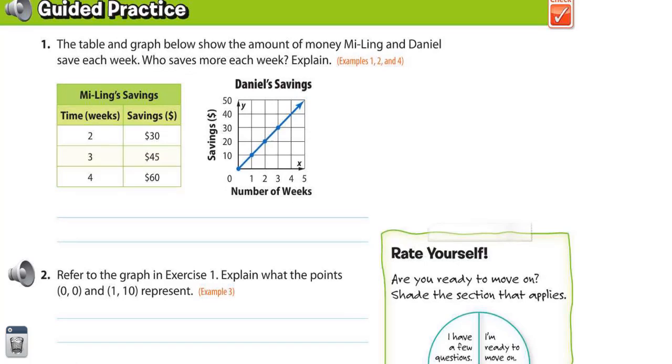Okay, we're ready to practice some. Would you go down to the first guided practice problem and pause the video, work through that problem. You've got a table and a graph. It shows how much money Mi Ling makes and how much money Daniel makes. It's how much money they save. And the question for you is, use those pieces of information, the table for Mi Ling, the graph for Daniel, figure out who saves the most money per week. The question we have is who saves the most money per week, and then explain how you knew that.